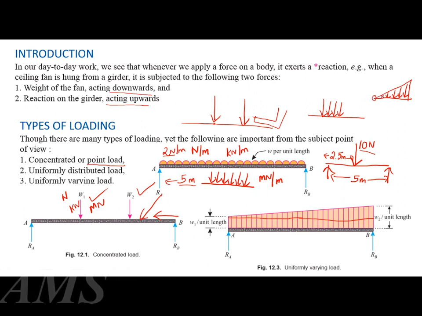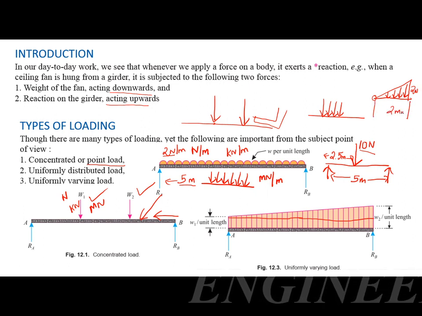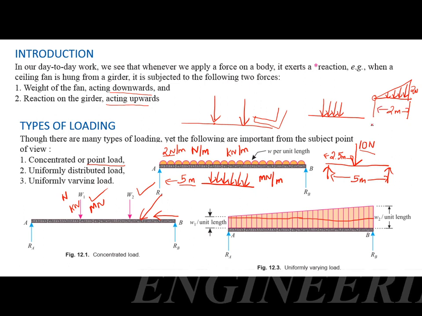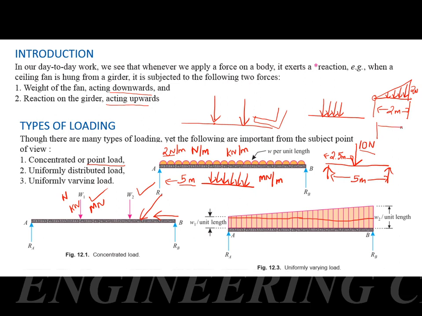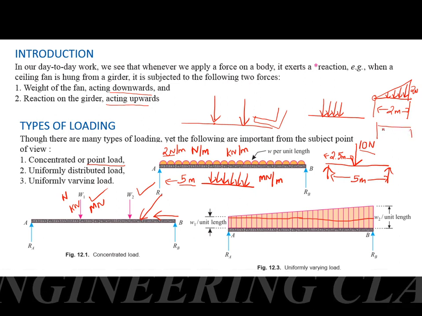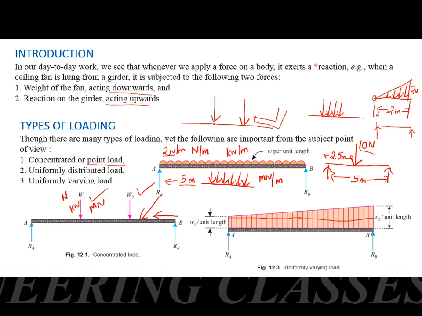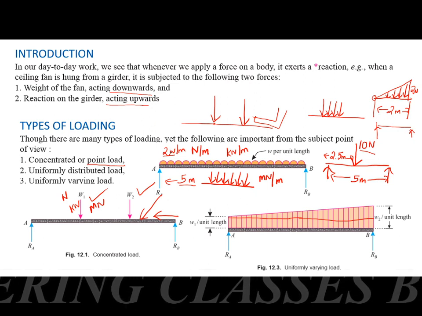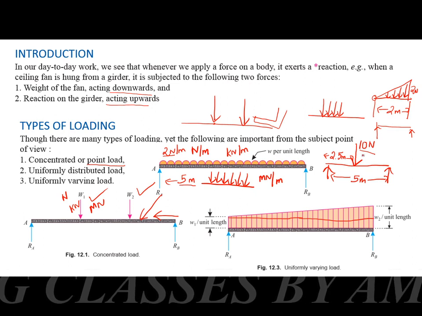Initially it is 0. Finally, it gets its maximum value. Suppose it is 2 Newton and it has a length of 2 meter. So again, I want to represent the same system as a point load. In the previous case, I got the intensity by multiplying 2 kilonewton per meter with the distance 5 meter. So I got the intensity as 10 Newton.